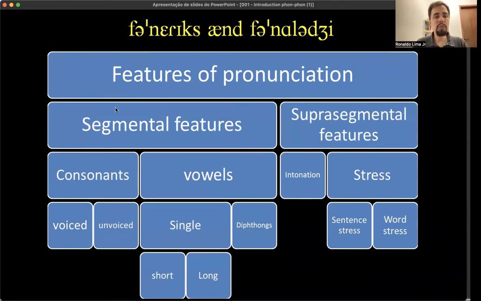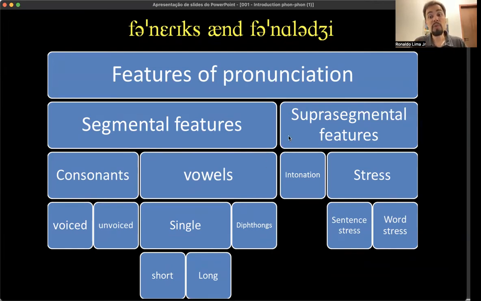So we usually begin with segmental features, and segmental here means units like consonants and vowels. So we're going to begin very soon looking at consonants and vowels, and we're going to see these characteristics of consonants being either voiced or unvoiced or voiceless. We're going to look at single vowels first, and then diphthongs. We're going to talk about triphthongs as well. We're going to see various classifications of vowels, not only short and long, or tense and lax, which would be a better terminology, but we're going to see several classifications. Don't worry, this is just a general view.